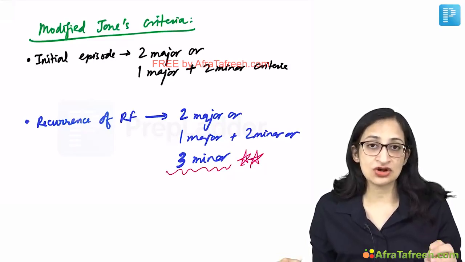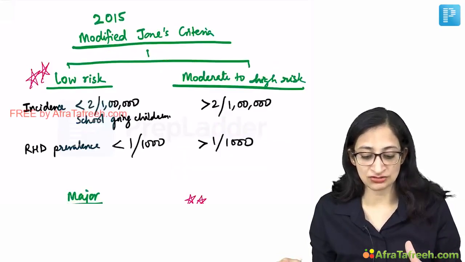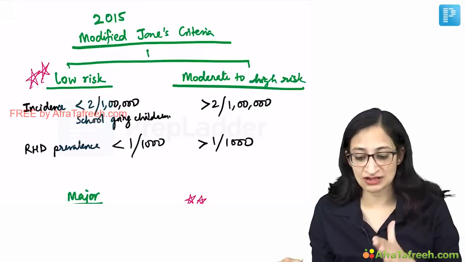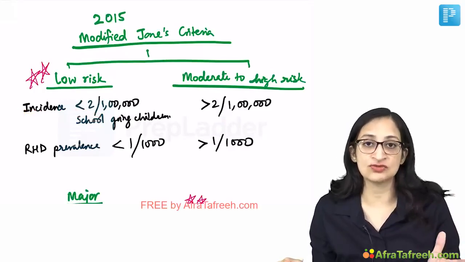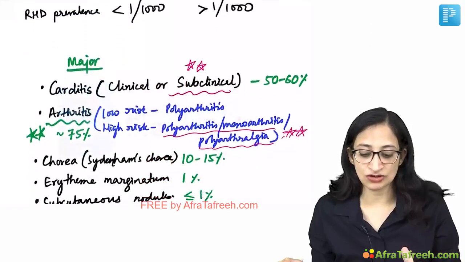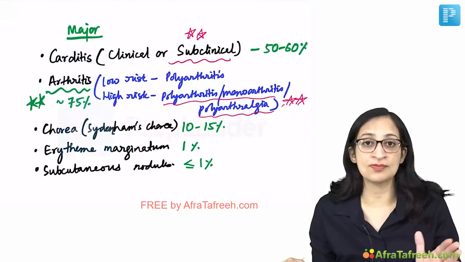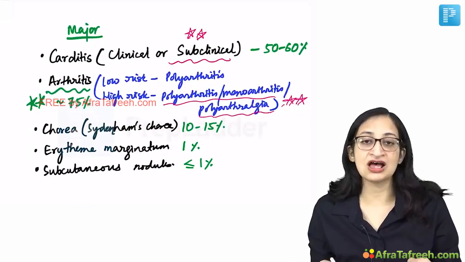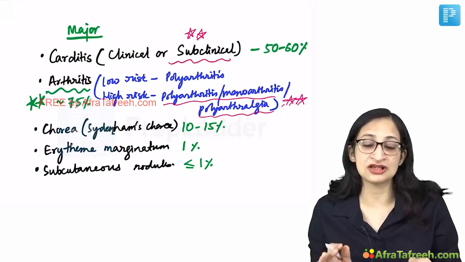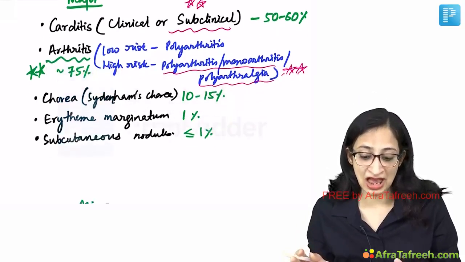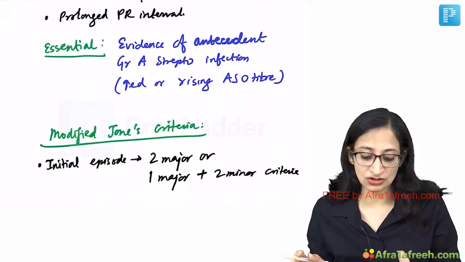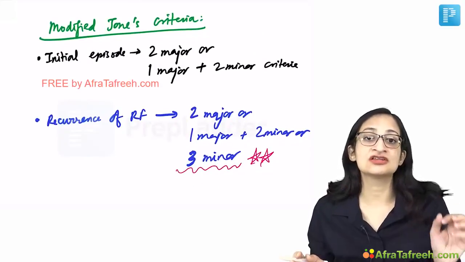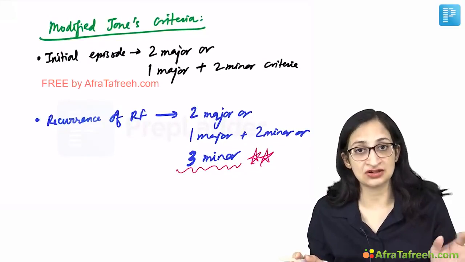Okay. So we saw in the 2015 guidelines, modified Jones criteria, what all has changed. One is that they have now classified them into low risk and moderate to high risk population based on the incidence of rheumatic fever and the RHD prevalence. Another important thing is that even subclinical carditis is now a part of the major criteria. Another important thing is in the arthritis group, in the high risk population, even polyarthralgia can be considered as a major criteria. And another important thing is that, for the diagnosis of recurrent rheumatic fever, even if no major criteria are present, three minor criteria alone are sufficient to diagnose it.